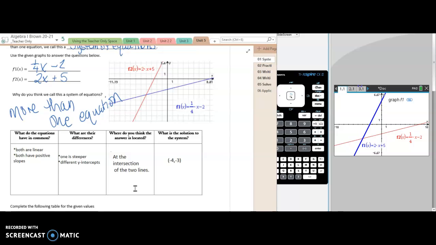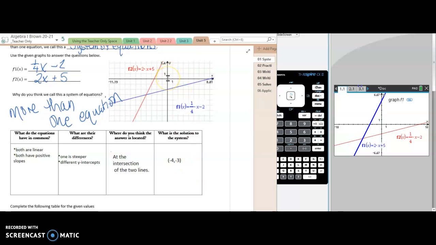Okay, so where do you think the answer is located? It's at the intersection of the two lines. It's where something is the same. The answer is where something is the same, so it's at the intersection of the two lines. This point right here is the same for both lines. Okay, so the solution, we need to know what the coordinates are for that solution.